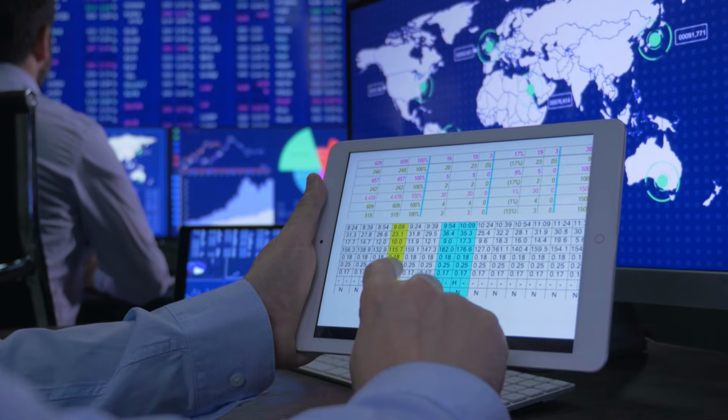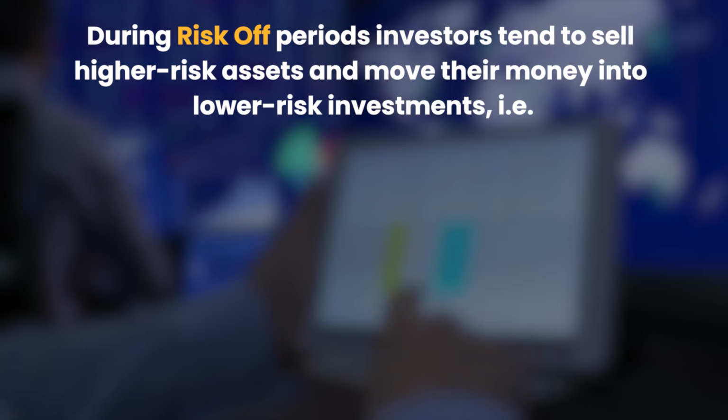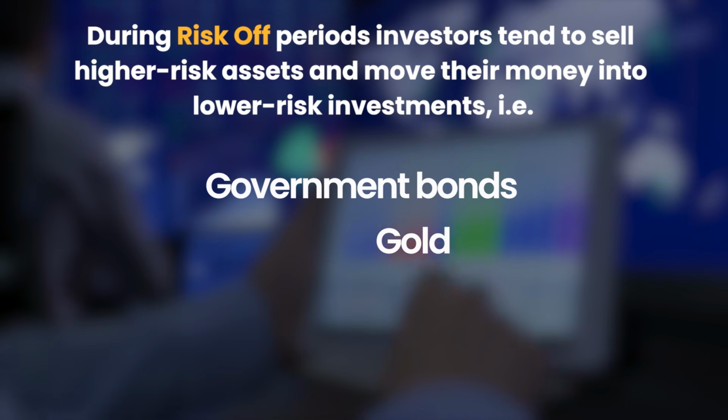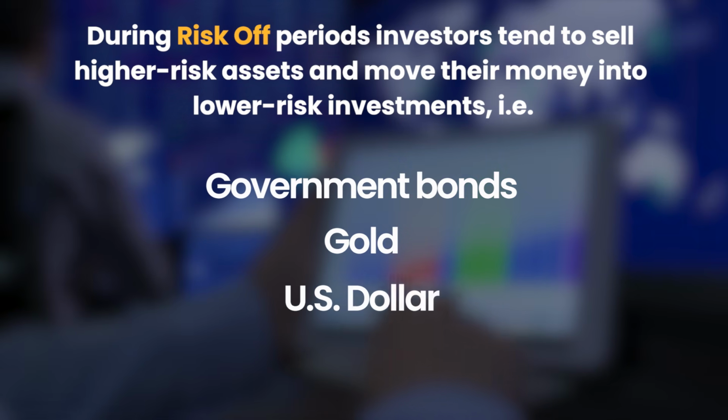Risk off. On the other hand, risk off describes periods when investors are looking to reduce risk. This typically happens during times of economic uncertainty or instability. In risk-off periods, investors tend to sell higher-risk assets and move their money into lower-risk investments, such as government bonds, gold or the US dollar, which are seen as safe havens during turbulent times.